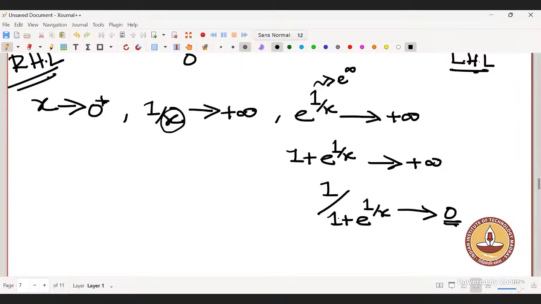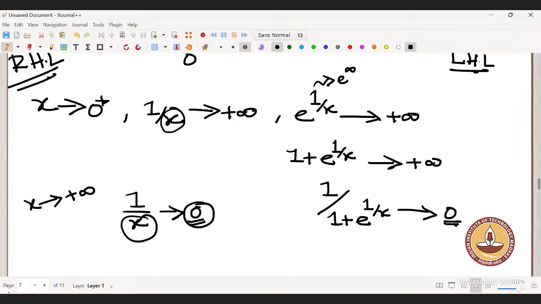Okay. See, it's basically the same thing, right? If you have 1 by x, when x is going towards plus infinity, this is going towards 0, right? This is too large. That means the reciprocal will go towards 0. The same thing is happening here. This part is going towards plus infinity. That means the reciprocal will go towards 0. Right? So this is your right hand limit, right?